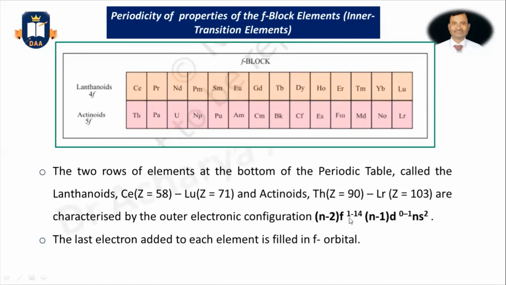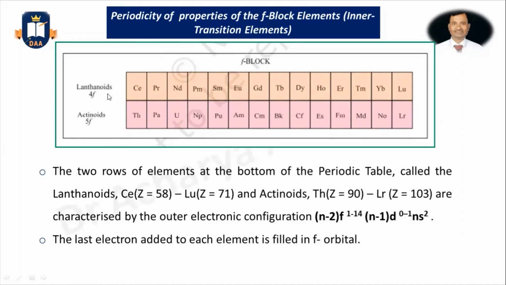For actinides, n-2 is equal to 5. That means n is equal to 7. So if you consider the actinoids, the configuration will be 5f 1 to 14, (n-1), that means 6d 0 to 1, and 7s2.